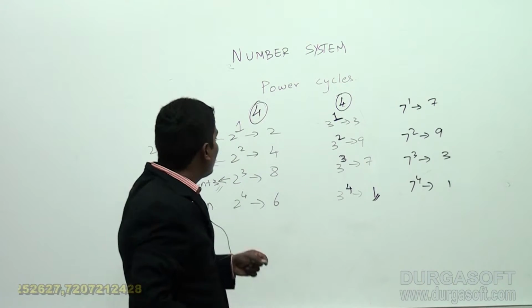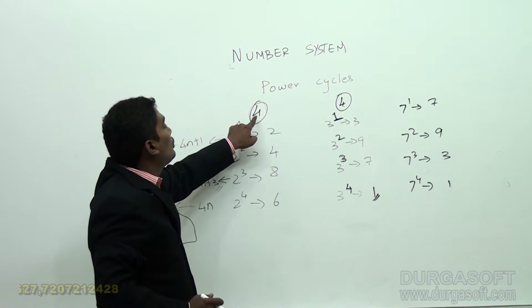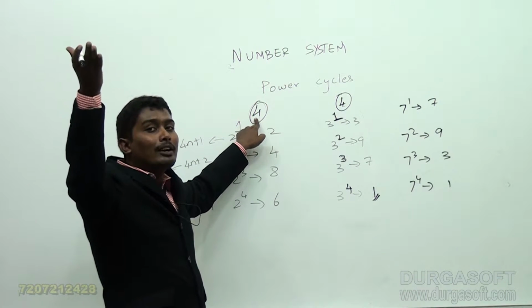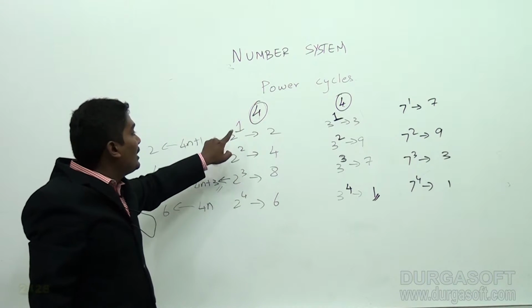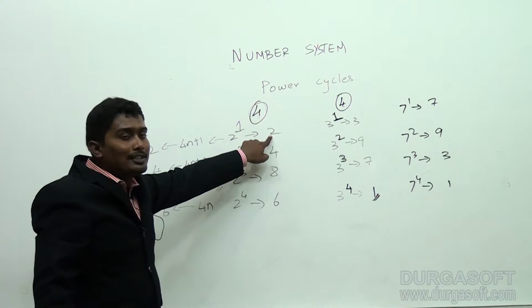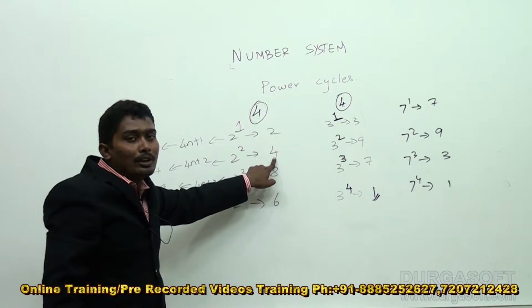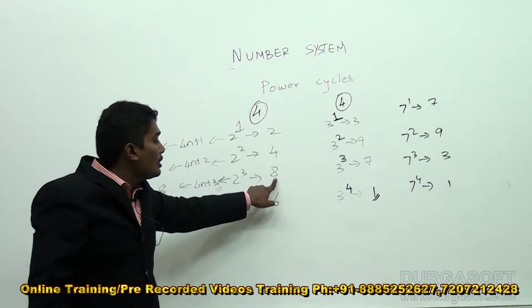So as I already told you, the power cycle of 2 is 4, which means whatever power they are giving, you have to divide it by 4 and see the remainder. If the remainder is 1, this will be your last digit. If the remainder is 2, this will be your last digit. Remainder is 3, 8 will be your last digit.